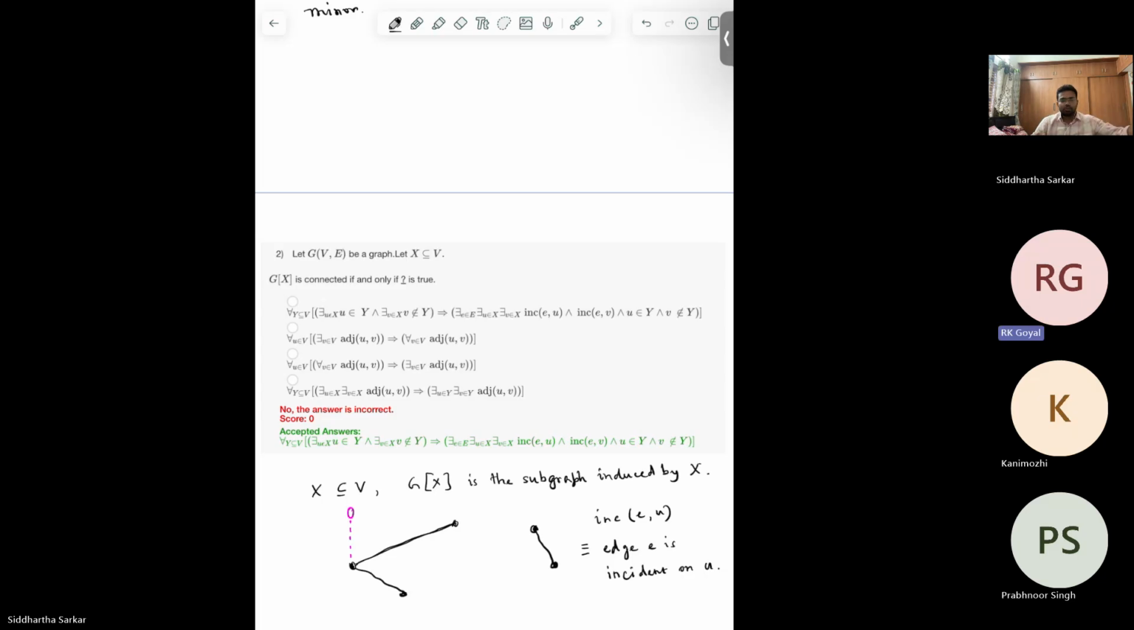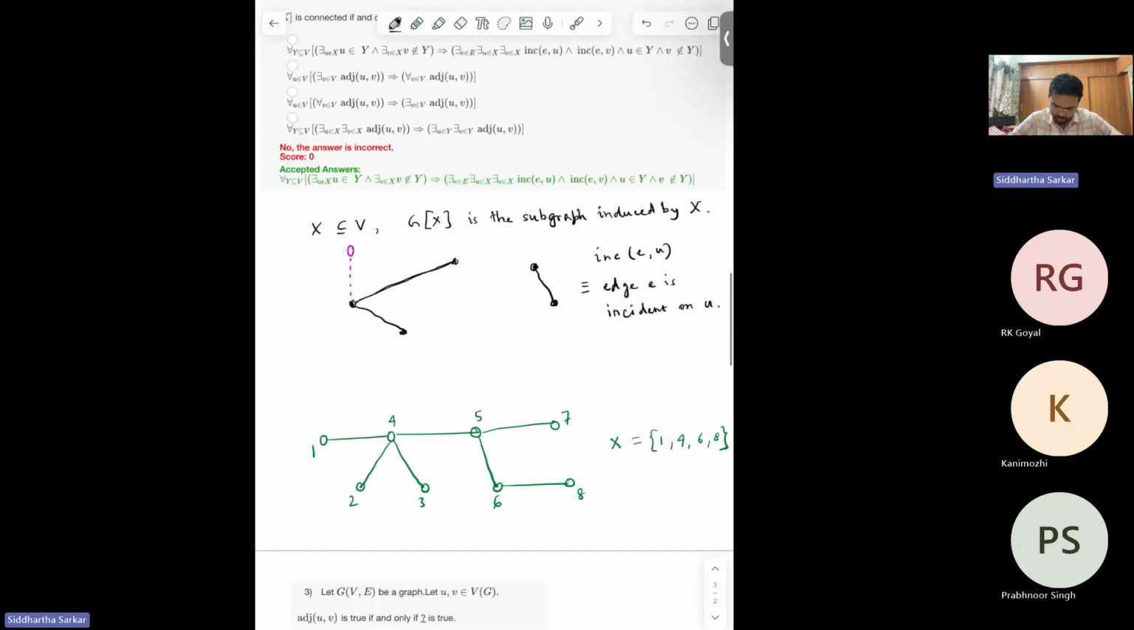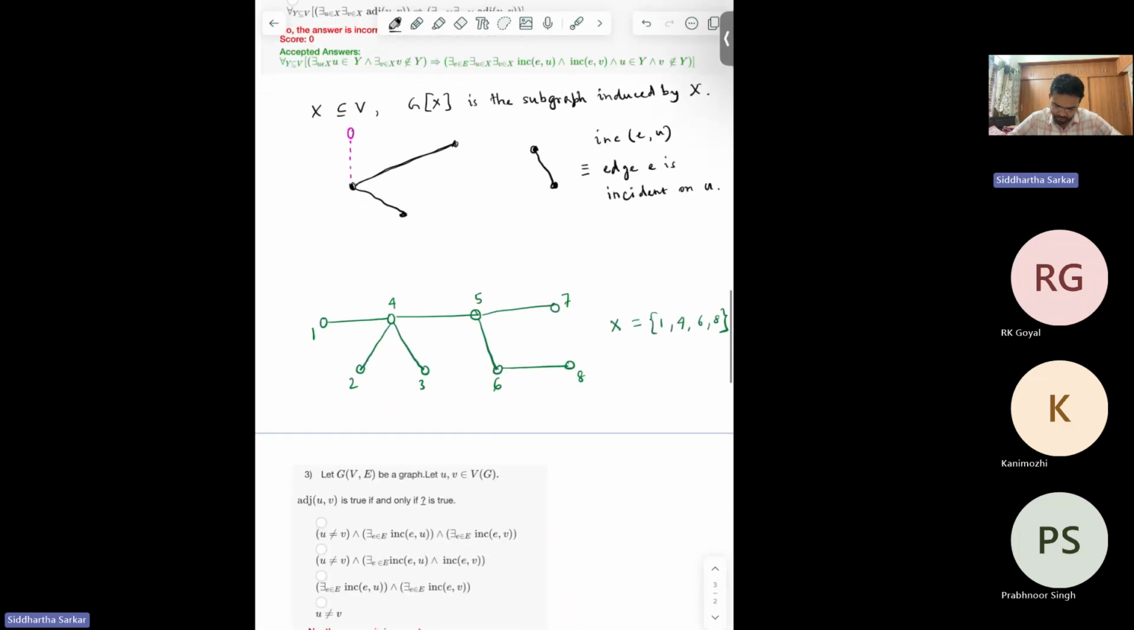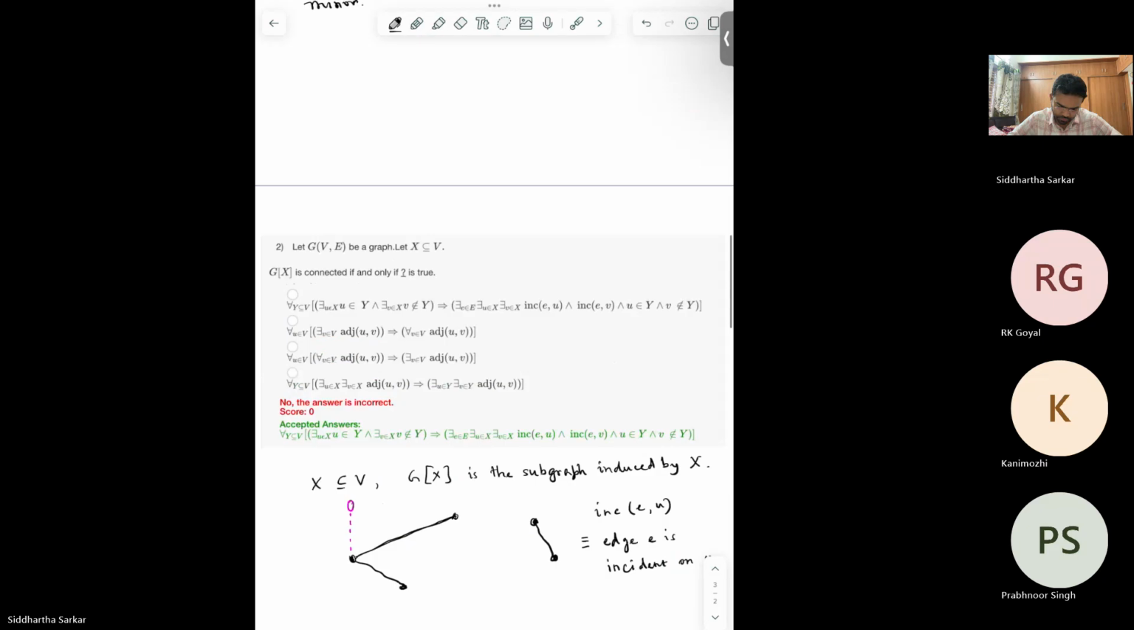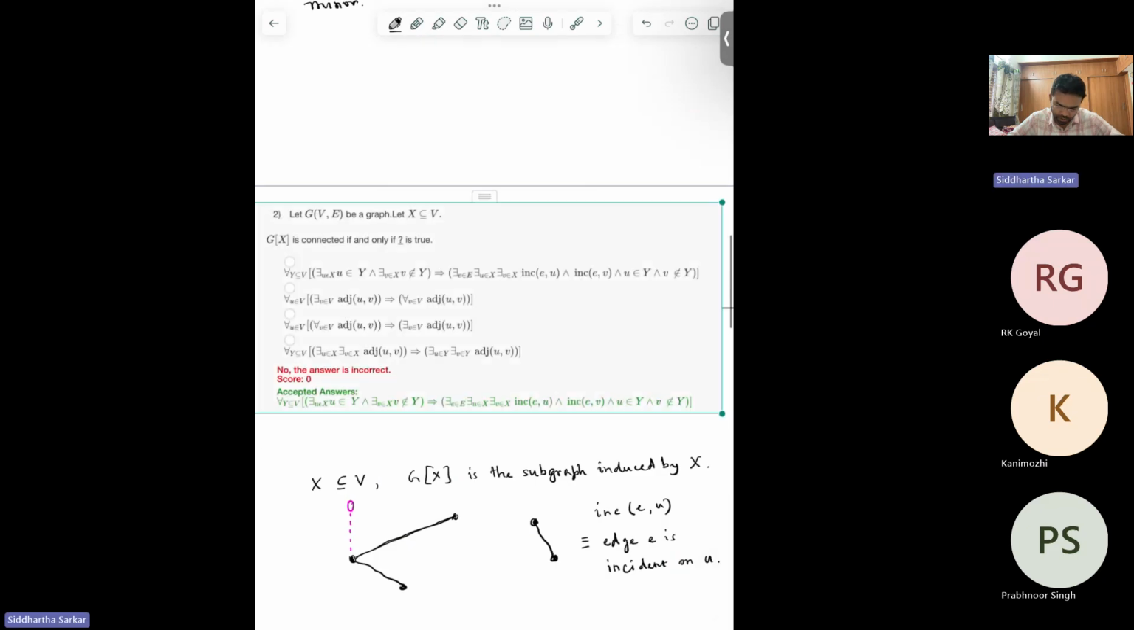So the first one says that, actually, these predicates are a bit difficult to read, so let me explain the predicates. Let's look at the first. Of course, you can see that the first option is the correct answer. The other options will also be taken care of.